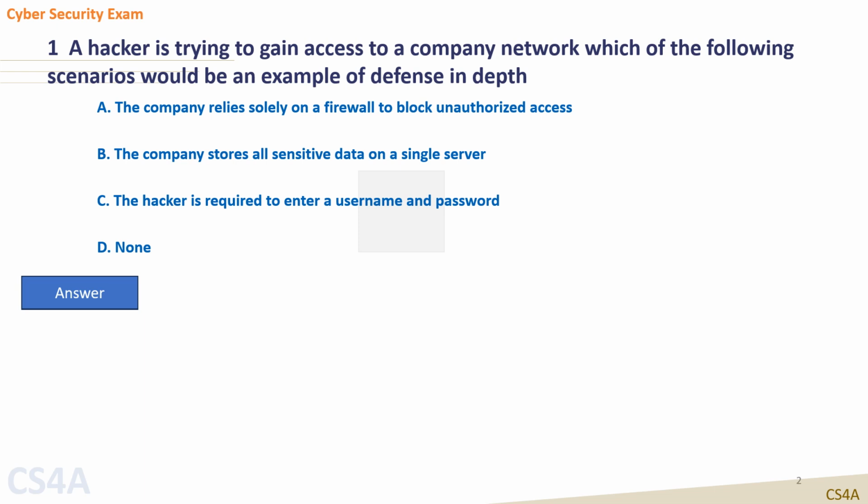A company relies solely on a firewall to block unauthorized access. So this is not the correct definition of defense in depth. And a company stores all sensitive data on a single server. This is also not the correct definition. And a hacker is required to enter a username and password. So this is the correct answer, because even though the hacker got access to the company network, if he wants to access any of the system resources, he needs the username and password, since it is protected with authentication. So this is a kind of defense in depth concept. So the answer is C.